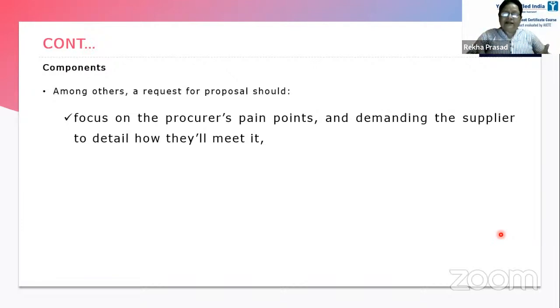So it depends. To solve the same problem you have a number of solutions, but what will be best suiting to your condition, you choose that. So from the supplier you can ask them, this is my pain point, so how will you solve it. जो तुम्हें बेस्ट लगे तुम लो.